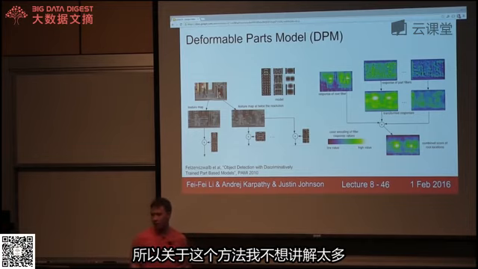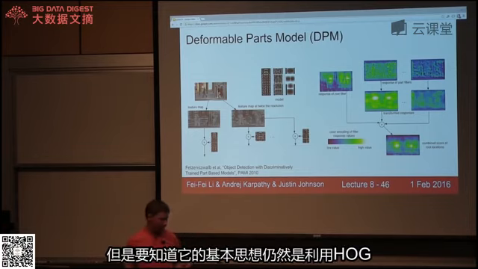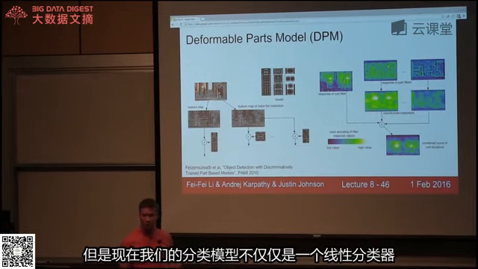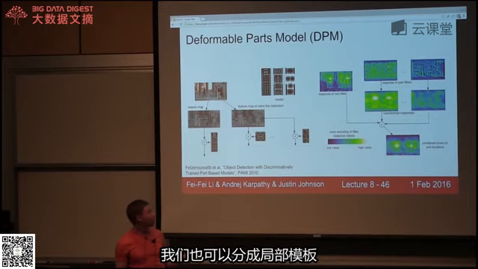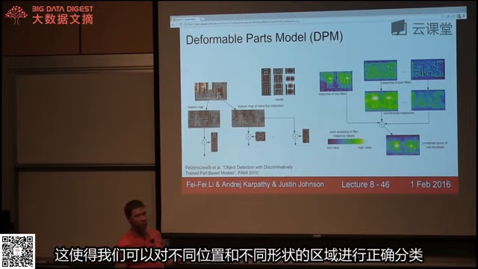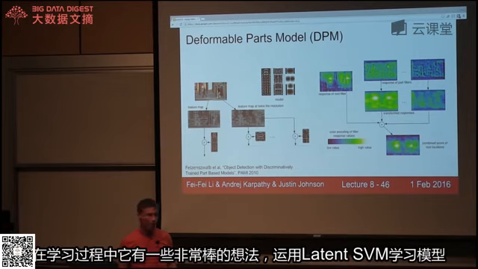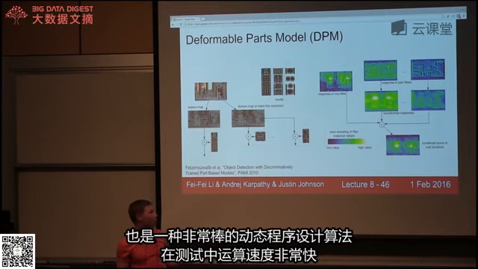So I don't want to go too much into the details of this, but the basic idea is that we're still working on these histogram of oriented gradient features, but now our model, rather than just being a linear classifier, has a linear template for the object, and also templates for parts that are allowed to vary over spatial positions and deform a little bit. They have a fancy thing called a latent SVM to learn these things, and a really fancy dynamic programming algorithm to actually evaluate this really fast at test time.